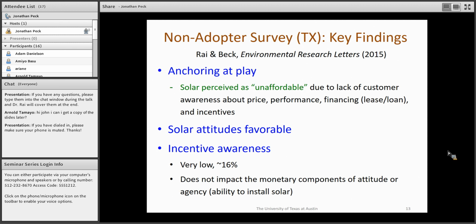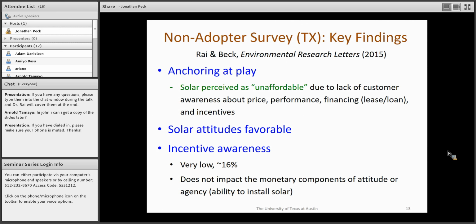So at least here, attitudes are actually quite favorable in terms of people wanting to go solar and valuing different attributes of solar. That we found was quite positive. At the same time, awareness of incentives was very low. So this was both awareness of federal incentives, but also awareness of local incentives. So incentives given by either munis or IOUs and so on, that awareness was, we found only 16% of the respondents, this is all non-adopters, were aware of any incentives available.